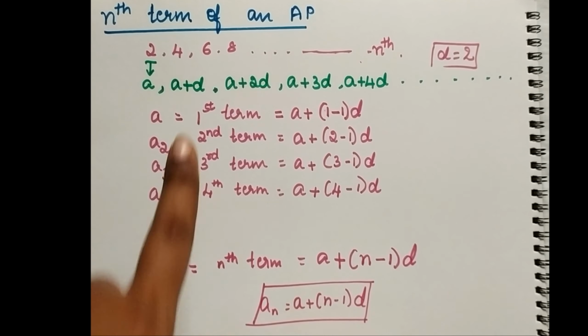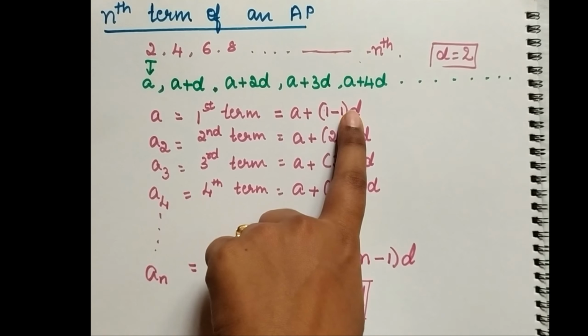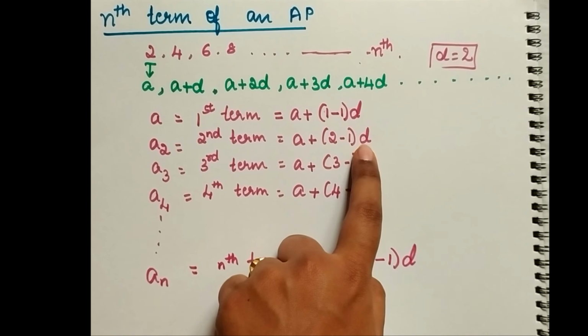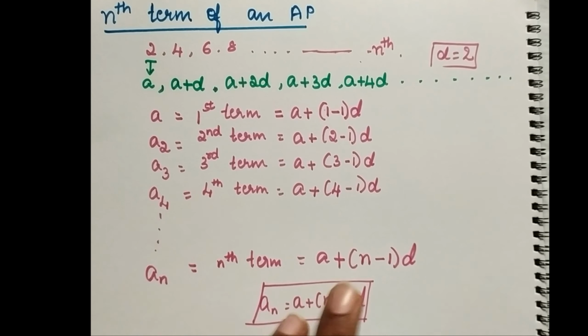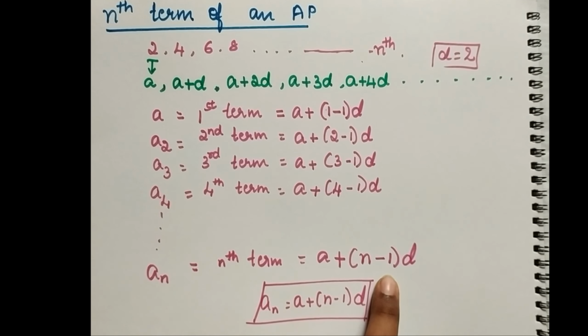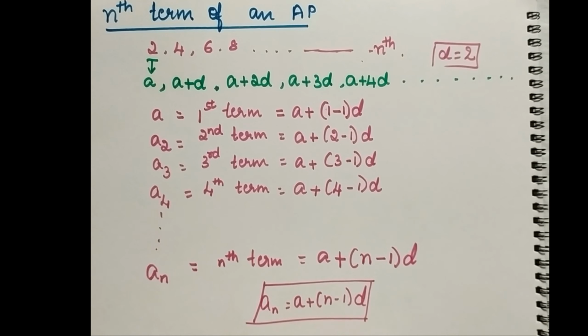So for the first term it is 1 minus 1, second term 2 minus 1, third term 3 minus 1, fourth term 4 minus 1. Similarly, for the nth term, n minus 1 into D. And this is how we find the nth term of an AP.